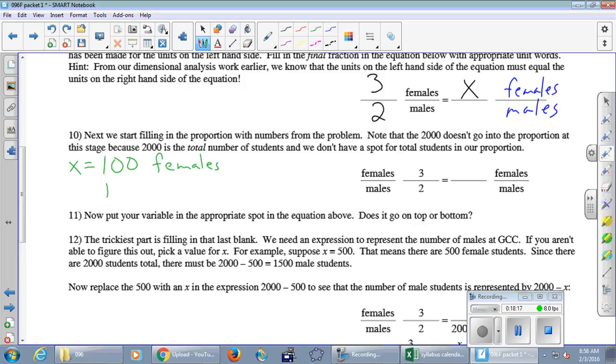How did we get 1,900? What did we do? We did 2,000 minus 100, right? But it wasn't supposed to be 100. I just made that up. What was it supposed to be in general? X. So 2,000 minus x is what's going in that last blank.